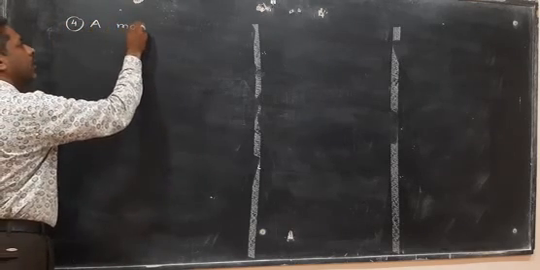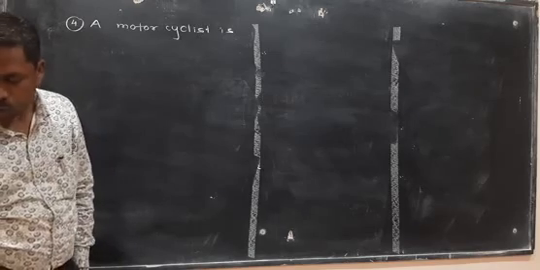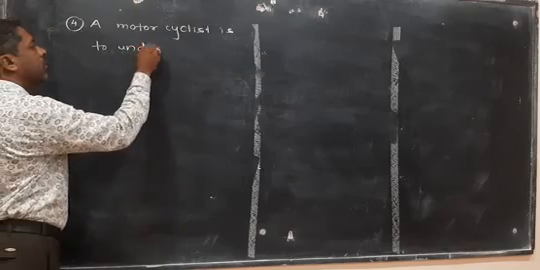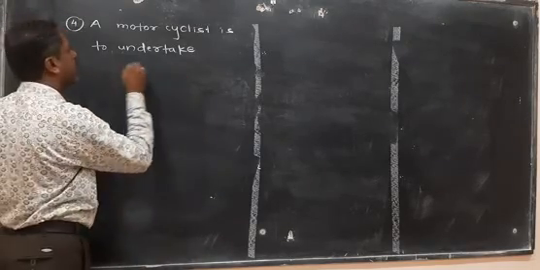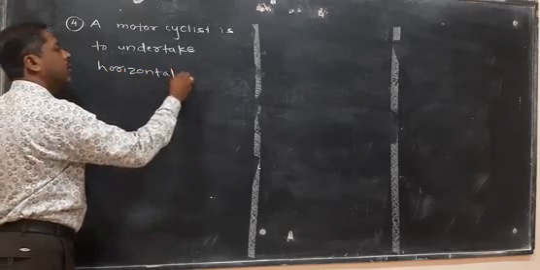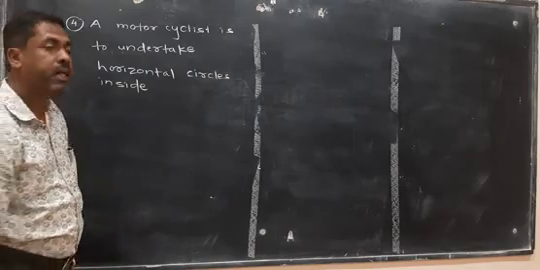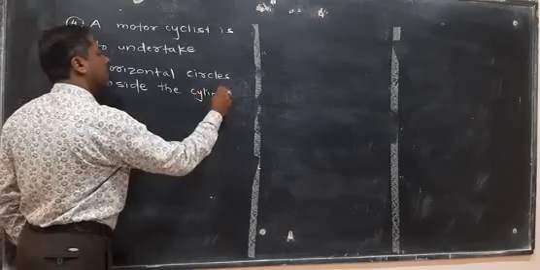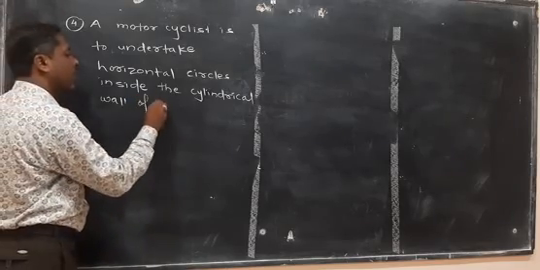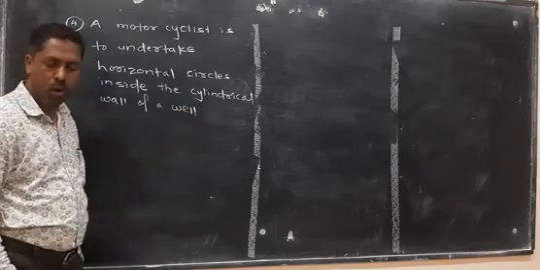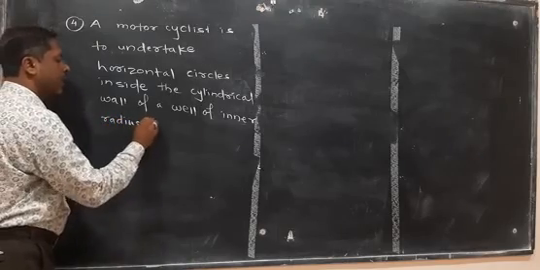A motorcyclist is to undertake horizontal circles inside the cylindrical wall of a well (कुआं जिसको कहेंगे), of inner radius 4 meter.